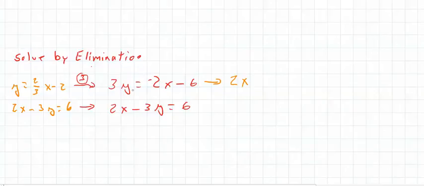3 times y is 3y. 3 times 2/3 is positive 2. It's positive 2. And 3 times negative 2 is negative 6. All right. Now I subtract 2x from both sides, and I get negative 2x plus 3y equals negative 6. And here, this stays the same. 2x minus 3y equals positive 6.